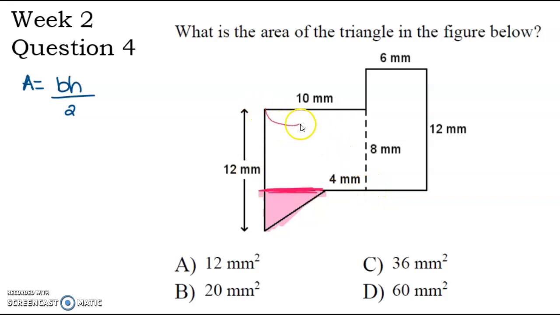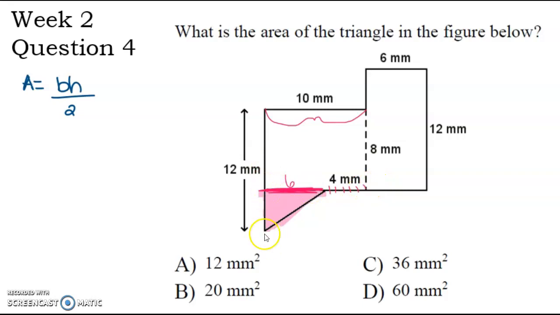For example, this whole thing I know is 10. And I know that this part takes up 4 of it. So whatever's left over here must be 6, because that way this whole thing is 10.